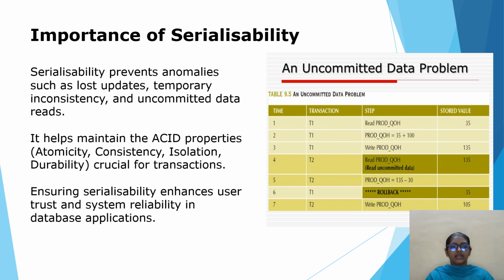Importance of serializability. Serializability prevents anomalies such as lost updates, temporary inconsistency, and uncommitted data reads. It helps maintain the ACID properties, such as atomicity, consistency, isolation, and durability, crucial for transactions. Ensuring serializability enhances user trust and system reliability in database applications.